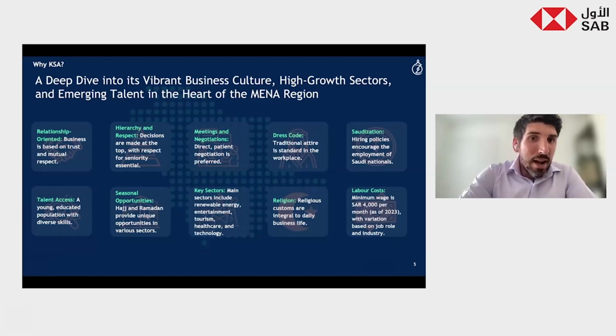A few things to know, like seasonal opportunities. The religion in Saudi Arabia is Islam, and you will have Hajj and Ramadan throughout the year. If you're not aware of those religious events, definitely worth doing your research into them. I know personally from all of my team that are predominantly Saudi nationals, they are the most welcoming, friendly and hardworking people that I've ever had the opportunity to work with. So I also see this as a great opportunity for any company looking to expand into Saudi Arabia.